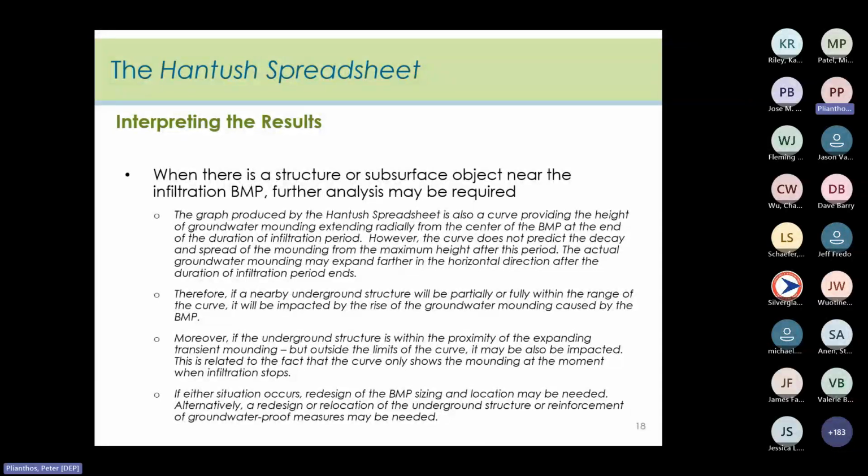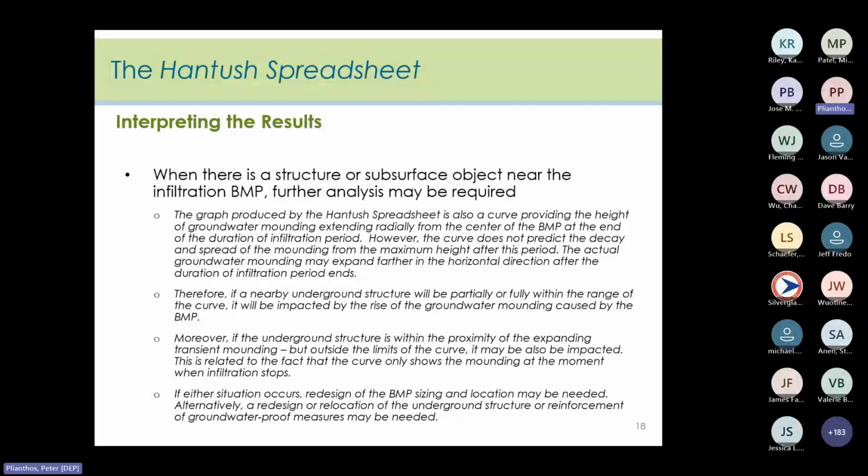This means that if an underground structure appears to be above the mounding predicted by the spreadsheet, or out of range of the mounding altogether, it may still be inundated when the mounding height decays, since the hand-touch spreadsheet does not provide the height of the tails of the mounding during the decay period. Therefore, caution should be used when applying the spreadsheet to analyze adverse impacts to subsurface structures in proximity to an infiltration BMP.